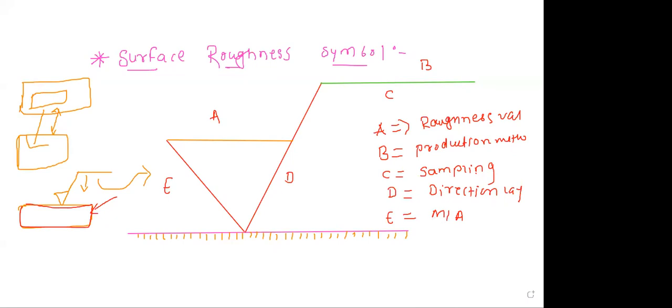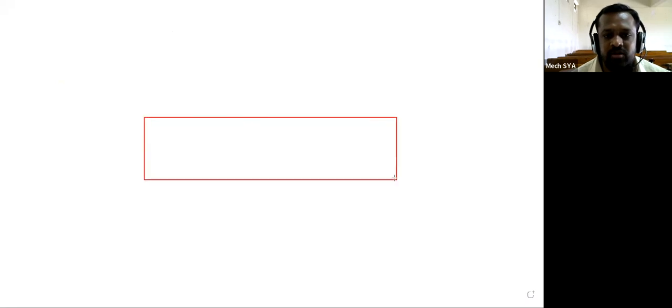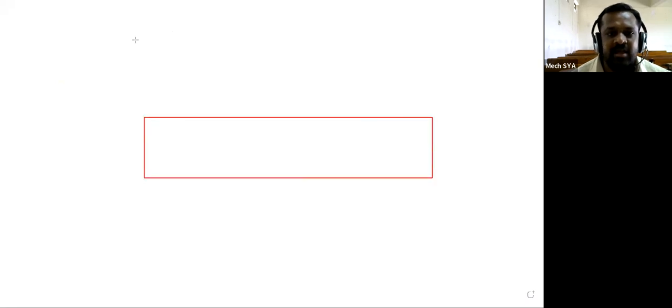Now see here. Now in practical, how will they show it? Simple. Suppose we have to draw one component, and on that component in the drawing they have given this surface roughness symbol like this. So the symbol has been given to us.